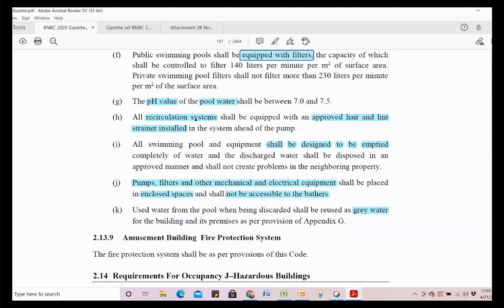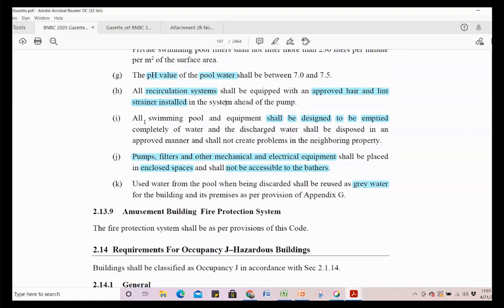The recirculation system shall be equipped with approved hair and lint strainers installed in the system ahead of the pump. So it is the safety of the pump. There are filters which protect the pump. So that is also a maintenance issue.